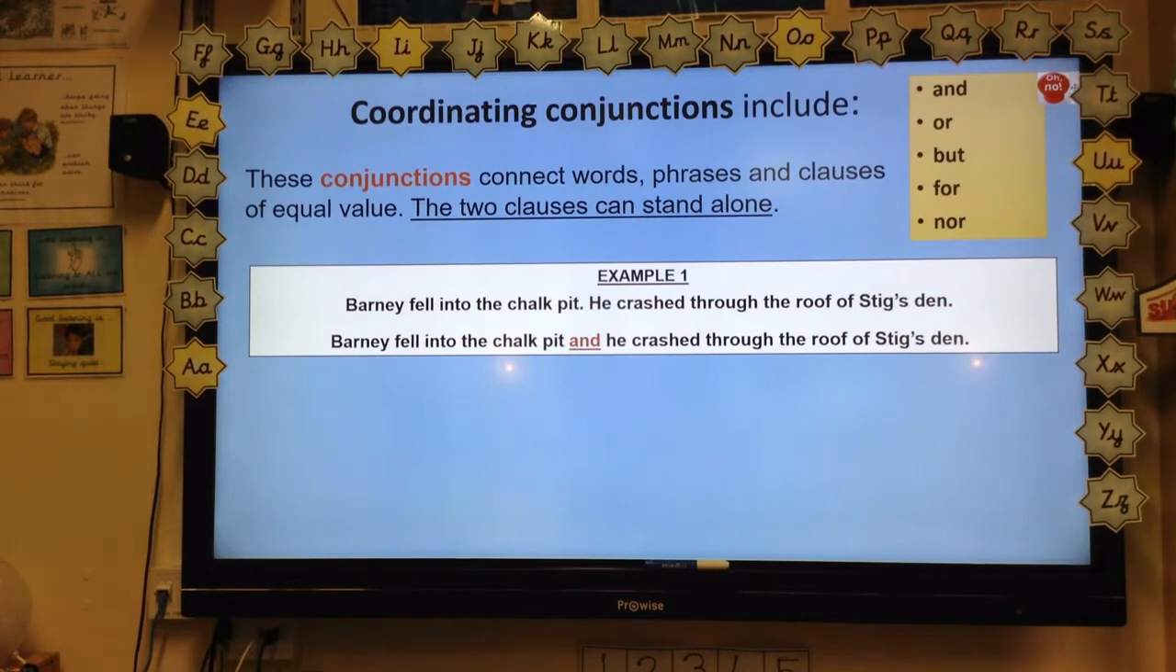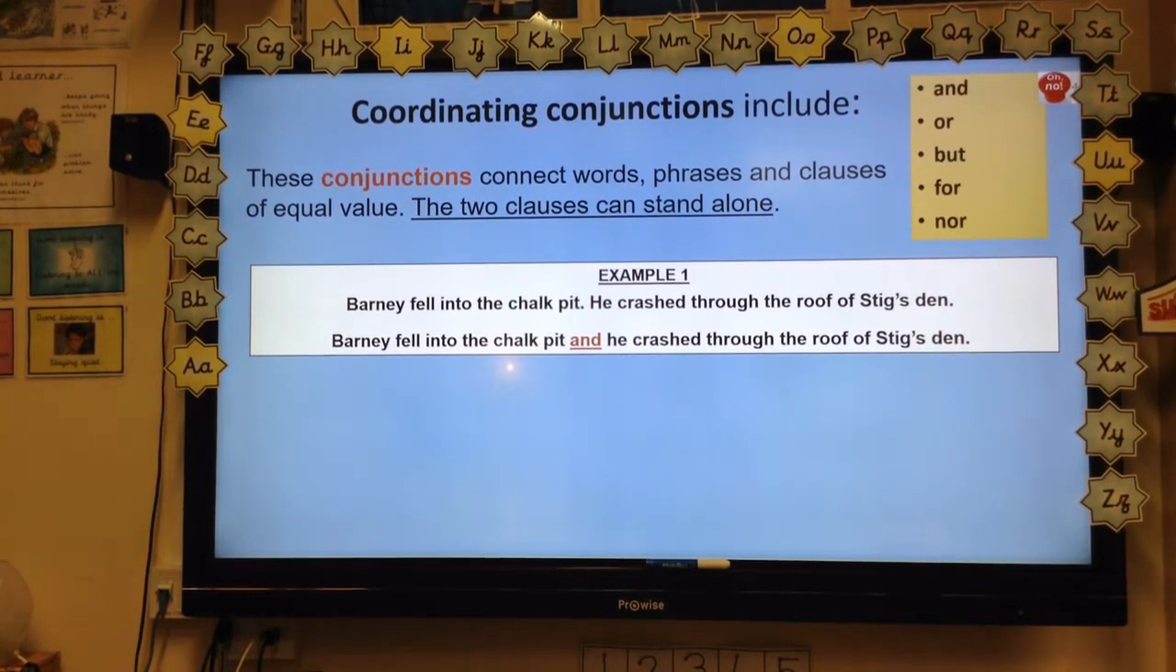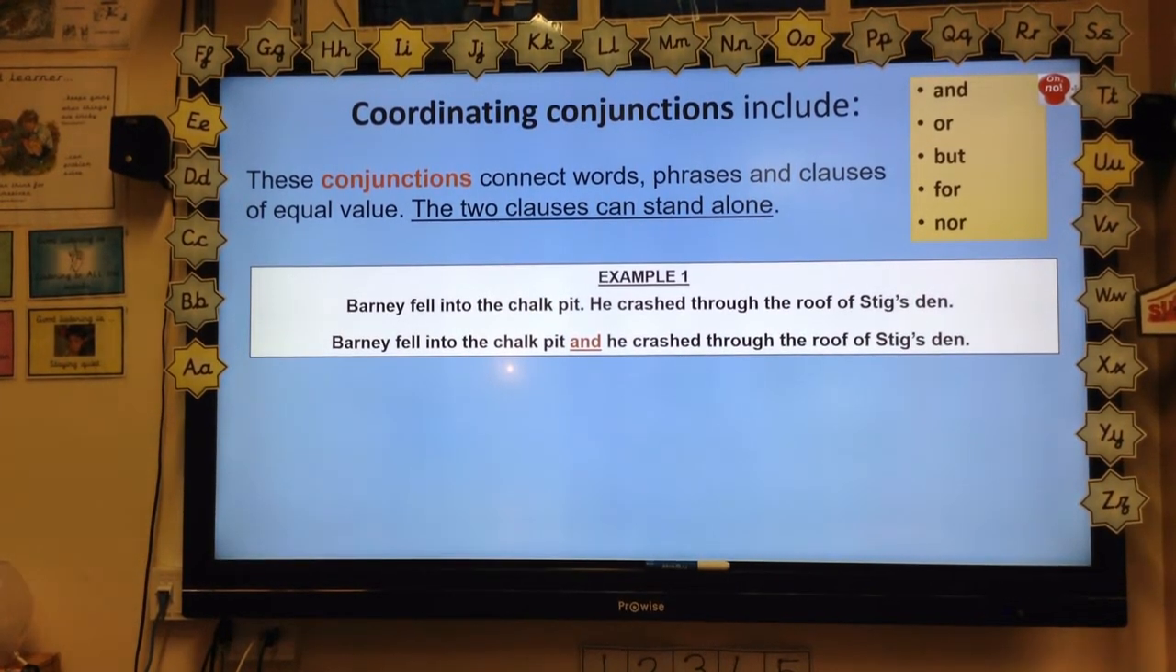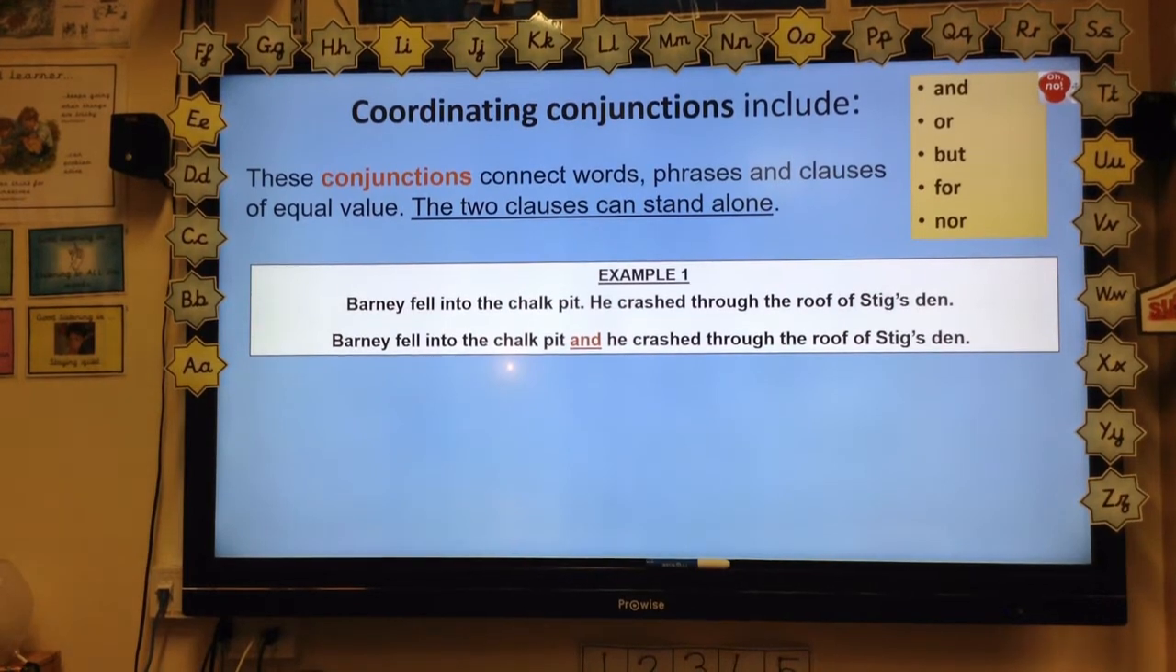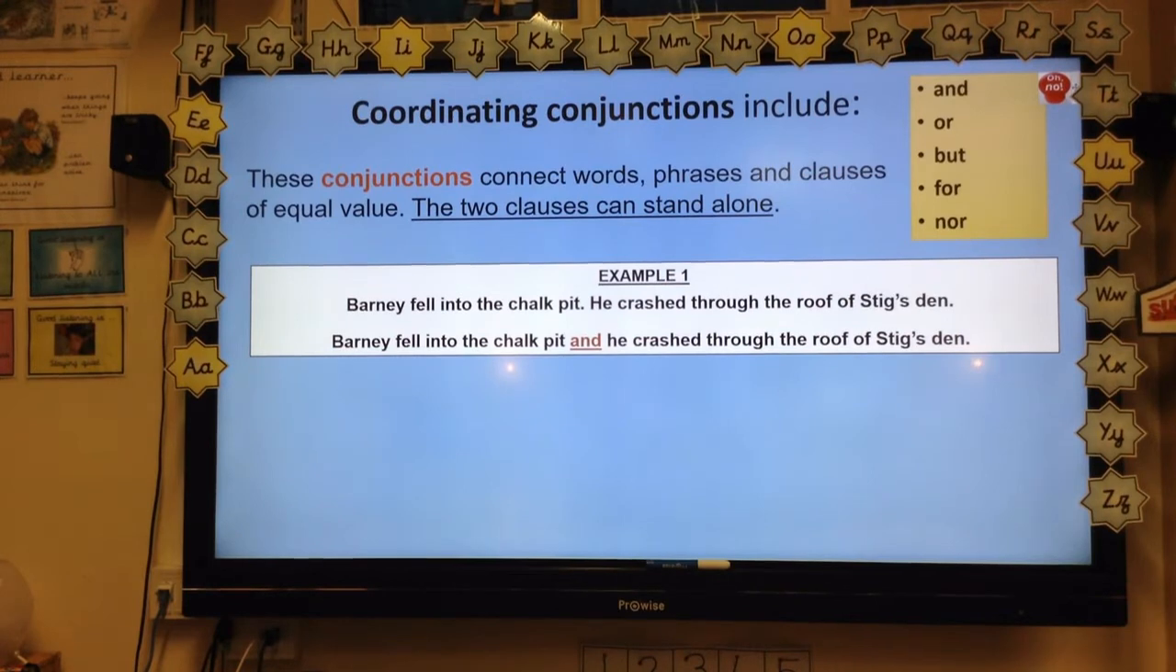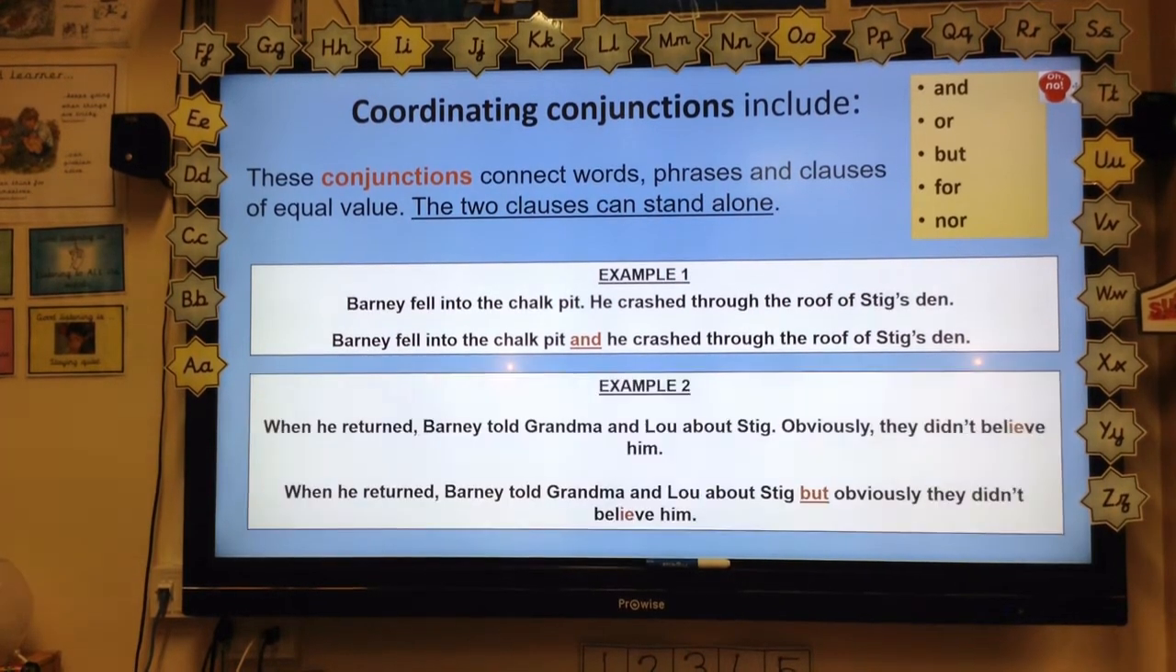Example 1. Barney fell into the chalk pit. He crashed through the roof of Stig's den. I'm going to join those two sentences together using a conjunction. Barney fell into the chalk pit and he crashed through the roof of Stig's den. I'm telling the reader more information in one sentence rather than two.